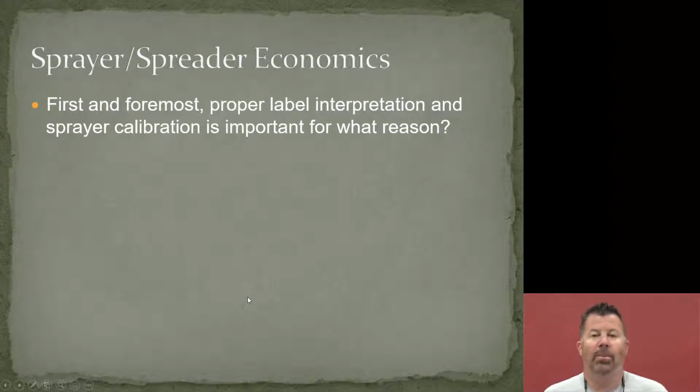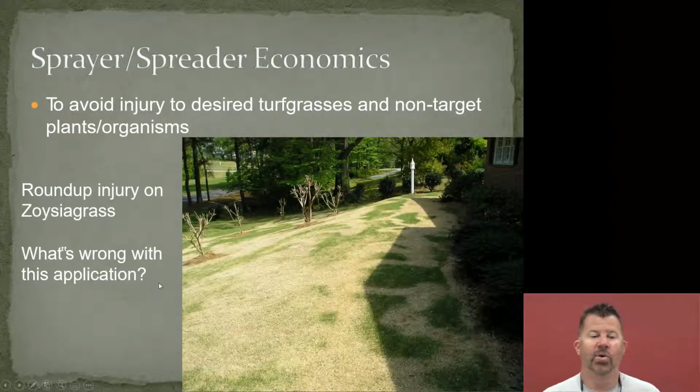First and foremost, proper label interpretation and sprayer calibration is important. For what reason? To avoid injury to desired turf grasses and non-target plants and organisms. Look here. We just talked about that zoysia grass. I told you we're going to see it. This is Roundup injury on the zoysia grass.